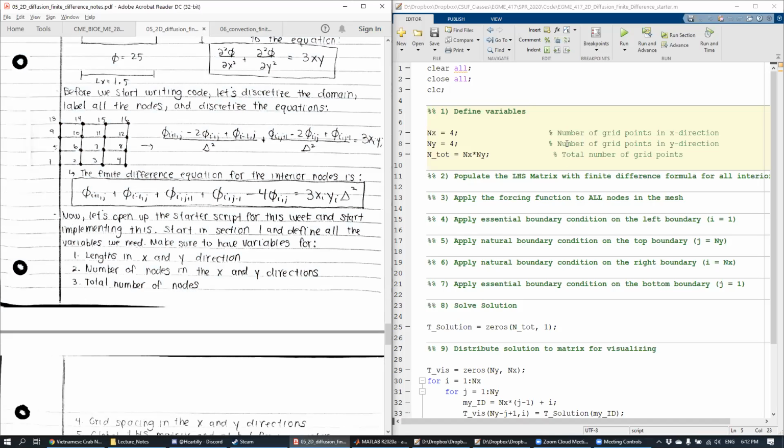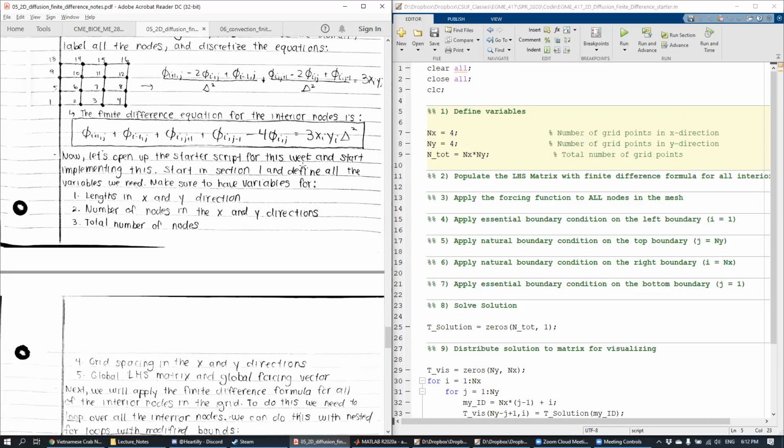Okay, so let's go ahead and open up the starter script and start working on the code here. Remember, the first thing we always have to do when we write code is to define all of our variables. Variables are what's going to store all our information. Let's put all this at the beginning so that we can work from it. I already have some variables here for you. I have nx, which is the number of grid points in the x direction. Here we have 4. And then we have ny, which is the number of nodes in the y direction.